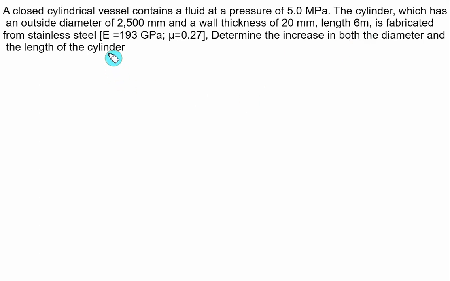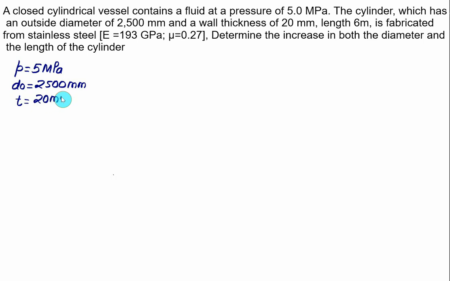It is fabricated from stainless steel having Young modulus equal to 193 gigapascal, Poisson ratio equal to 0.27. Determine the increase in both the diameter and the length of the cylinder. We have given this time the pressure P equal to 5 megapascal. It has an outside diameter, let's represent as DO, equal to 2500 mm and wall thickness equal to T is equal to 20 mm.